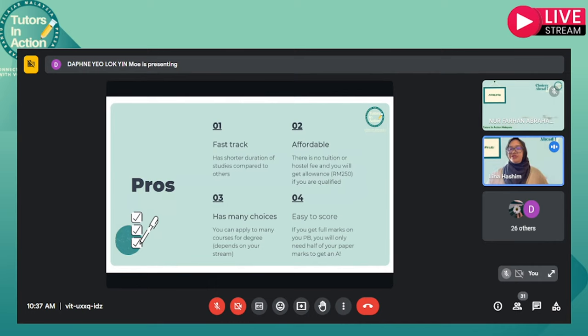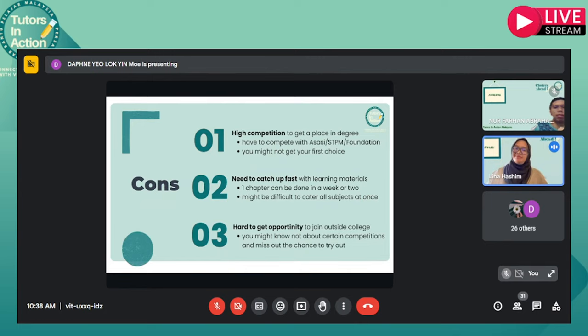Next slide, please. So the cons here in matriculation is actually first, very high competition to get a place in degree. So if you ever think of like applying for a very high demand course, you have to expect the worst, that you might not get your first choice. You have to compete with Asasi, STPM, foundation, and also diploma as well.